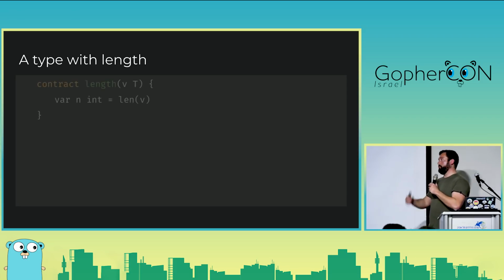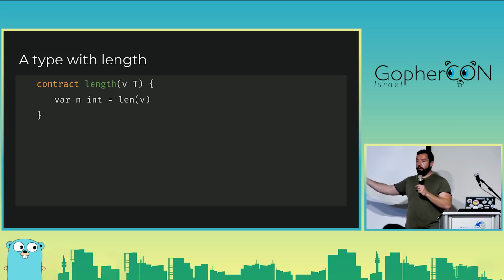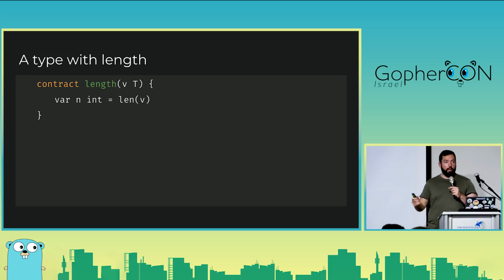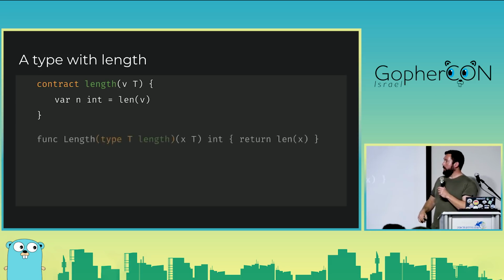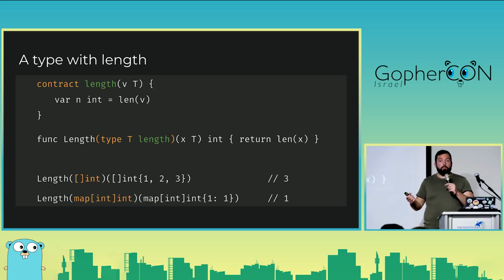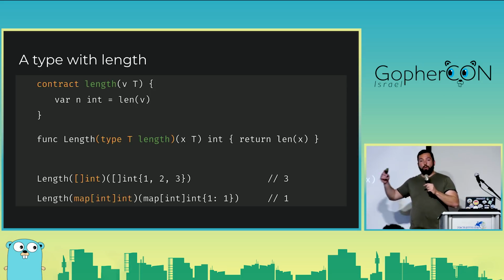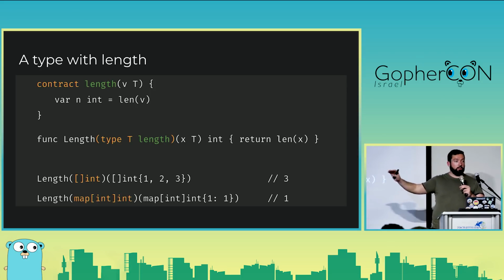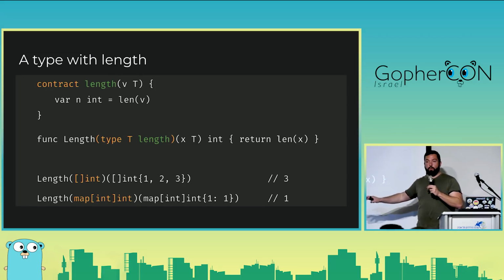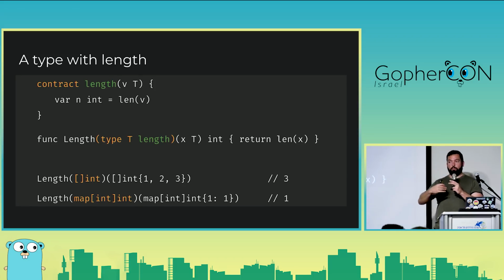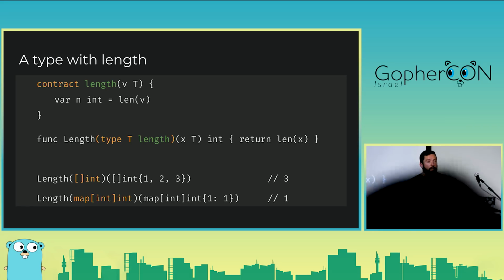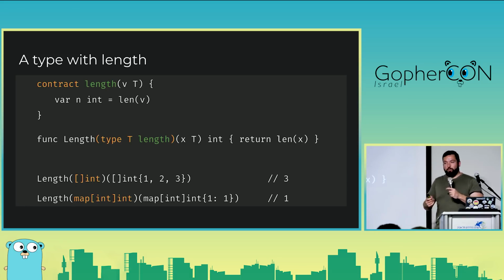A type with length. Same. You say, this is something that I can call len on, and it returns a variable n of type int. That is the contract. Then I can have my length function and call it with a slice of int or a map, because map also has length, right? So all of these things with interfaces, this is impossible. You cannot do it. So contracts are bringing this new way of providing constraints on top of types. So it's like interfaces, just cooler.